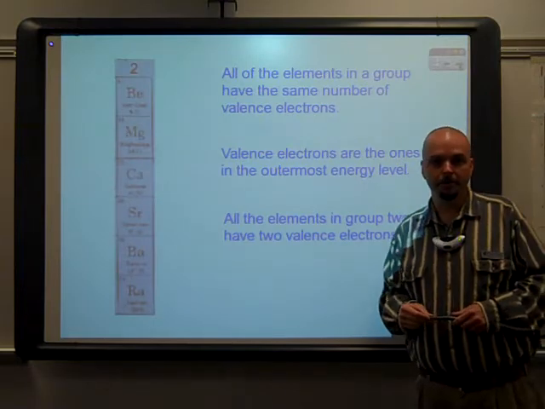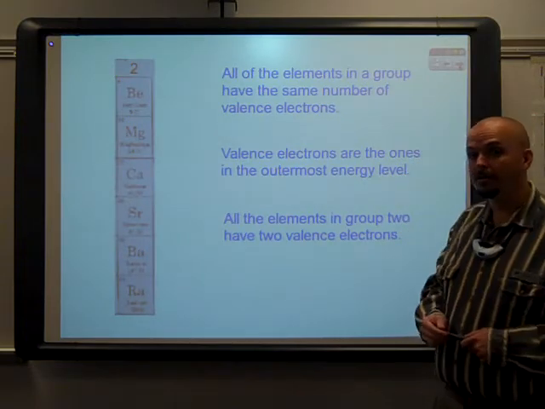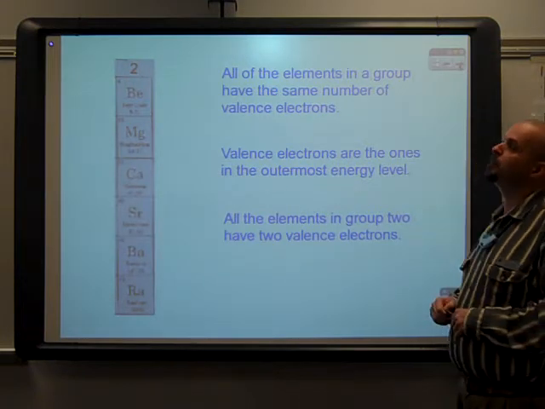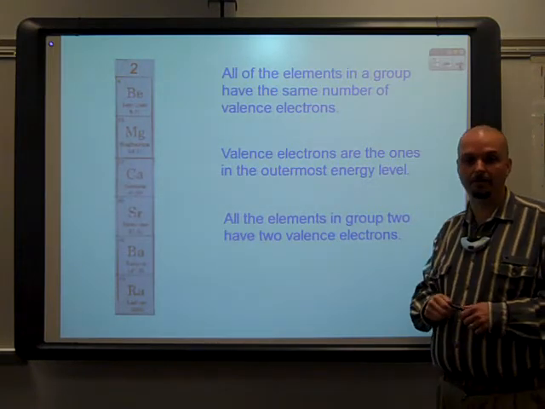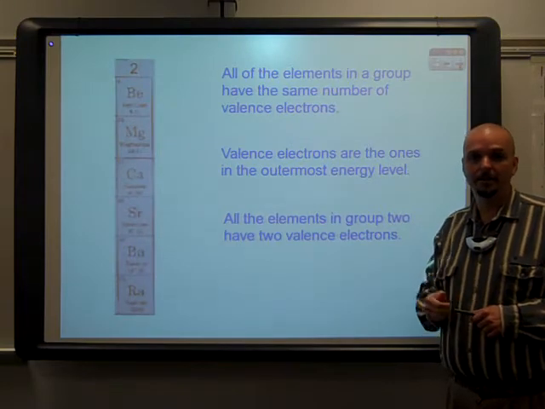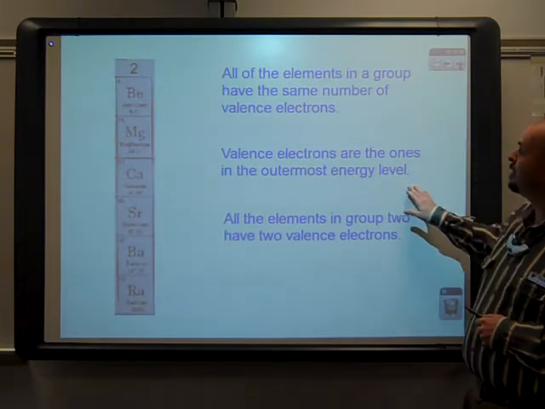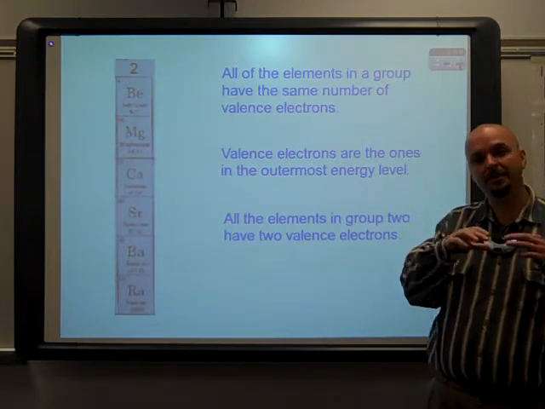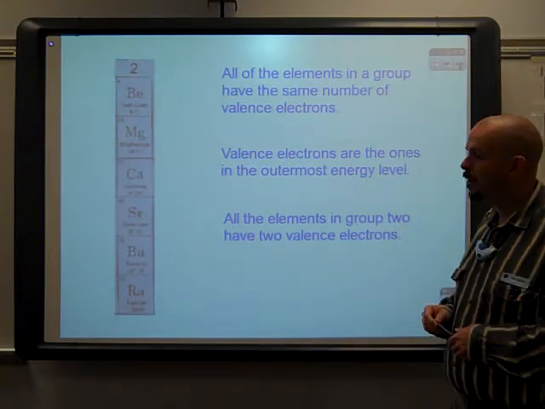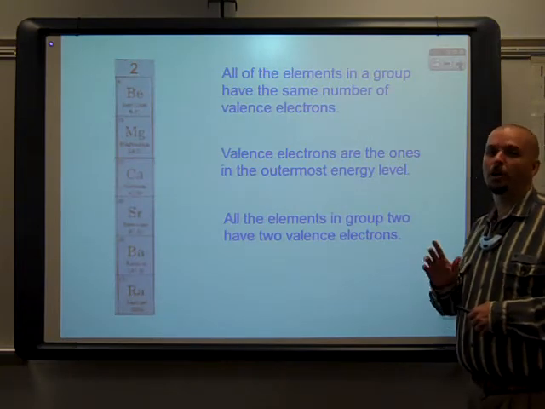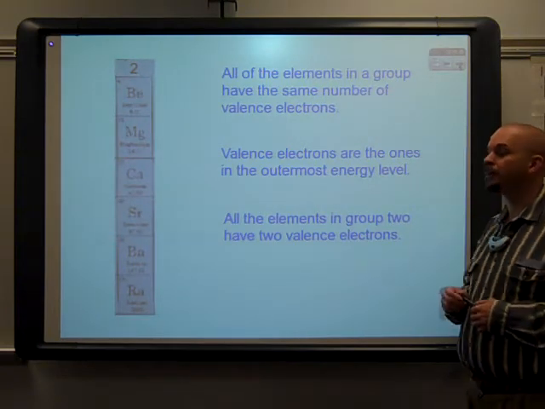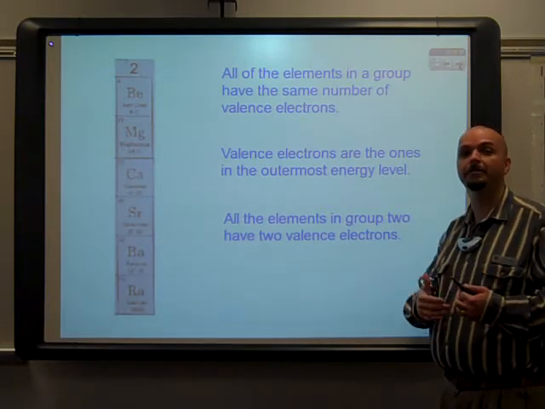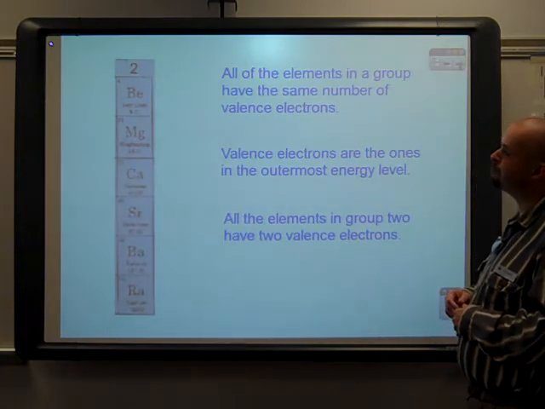Group numbers relate again to the electrons, this time to what we call valence electrons. The group number tells us how many valence electrons the elements in that group will have. Valence electrons are the electrons in the outermost energy level, the electrons on the very outside of the atom. What we're going to come to find is that those are the only important electrons when it comes to chemical reactions, when it comes to determining how reactive an element is.